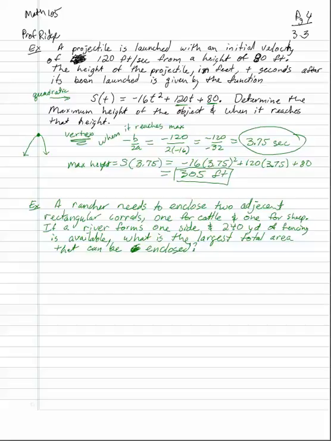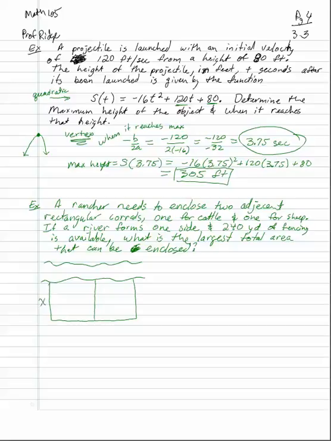A rancher needs to enclose 2 adjacent rectangular corrals, one for cattle, one for sheep. The river forms one side of the corrals and 240 yards of fencing is available. What is the largest total area that can be enclosed? So basically we have a river and we want to make these 2 corrals, and we don't care if they're the same size or different sizes, but we're doing it this way.